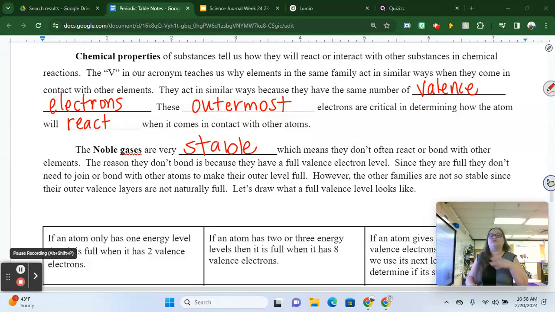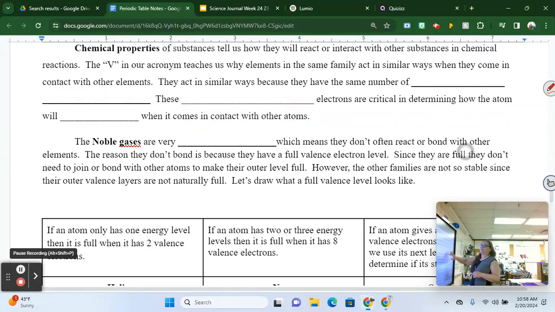Since it's full, there's no need to join or bond with other atoms to make the outer energy level full and make them happy. And so, they don't bond with anything. It's only the things that have missing electrons or electrons to give away that are trying to get that full outer energy level. All right, again, pause if you need to.